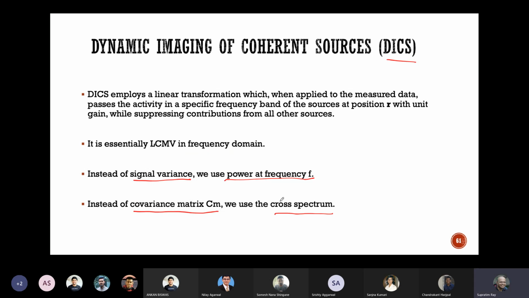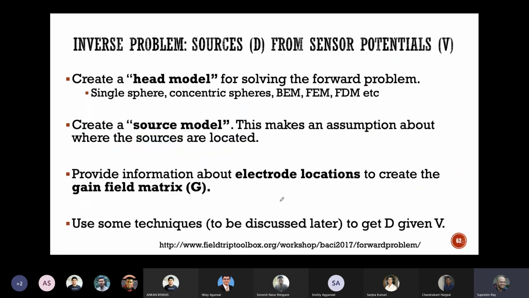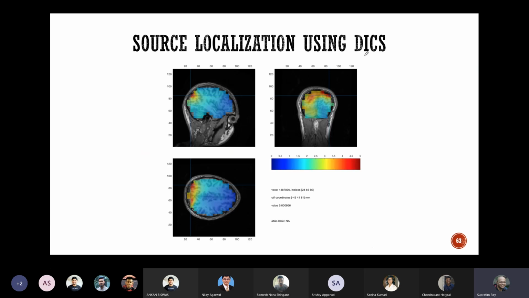Okay, and then I can actually answer the question that I started out with, as that I am seeing gamma in the brain. Where are the sources? So the solution is that you choose a head model. You can create a source model. You compute the gain field matrix knowing the electrode location. Once you have the gain field matrix, in this case, you use DICS and say, tell me the sources at 40 Hertz or wherever your gamma peak is. And you will find a solution that looks like this.